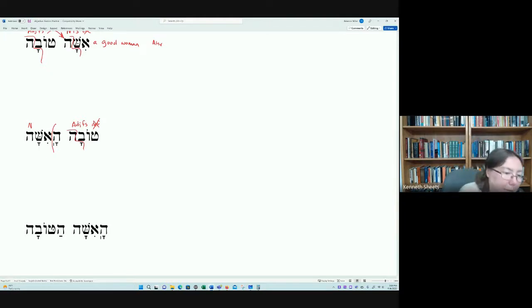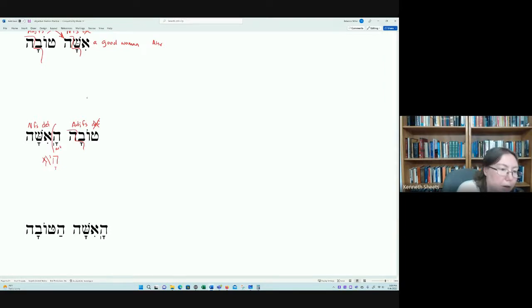Well, the reason for that is the article, hey, with a pathak followed by a dagash forte, but the dagash forte went inside of the aleph. The aleph, being a guttural, rejected the dagash forte and the preceding vowel lengthened. So this here is actually the article there. So ha isha, noun, feminine singular, it has the article, so it is definite.